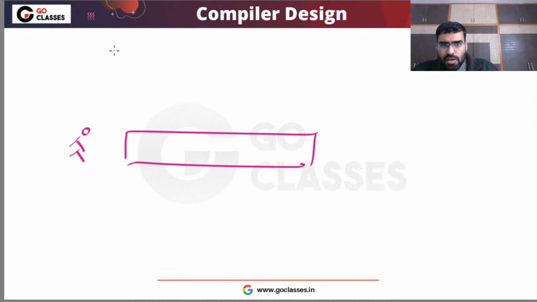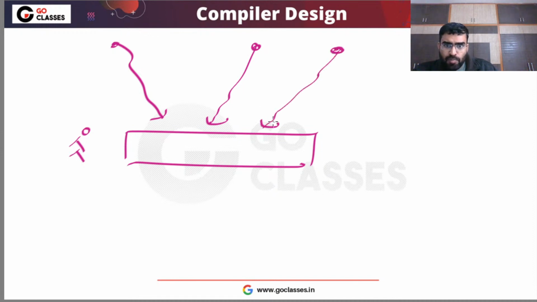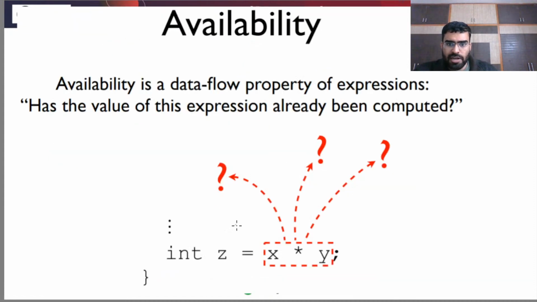Expressions are available means you have computed them and they are available here. They are computed at some point of time before this instruction. Now available expression means those expressions which are computed before this instruction is executed. So before this instruction is executed, what expressions have you computed? These are called available expressions.